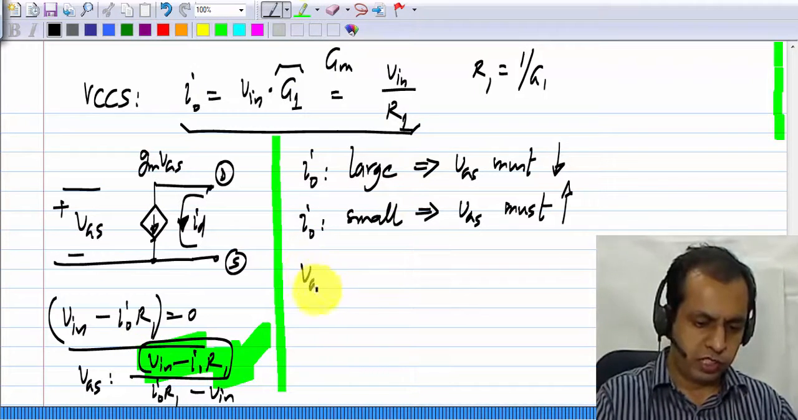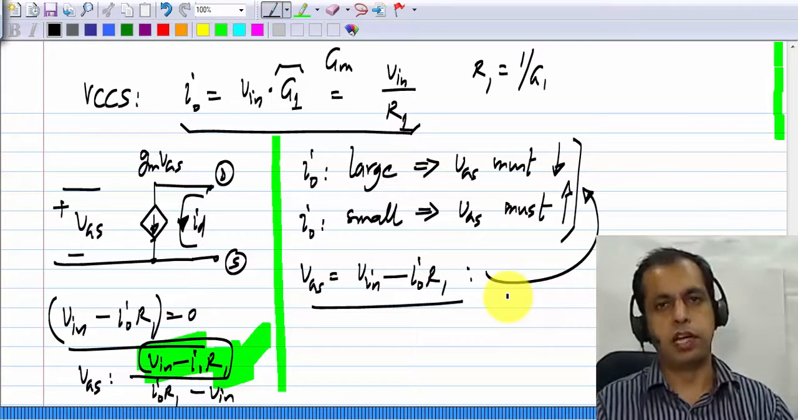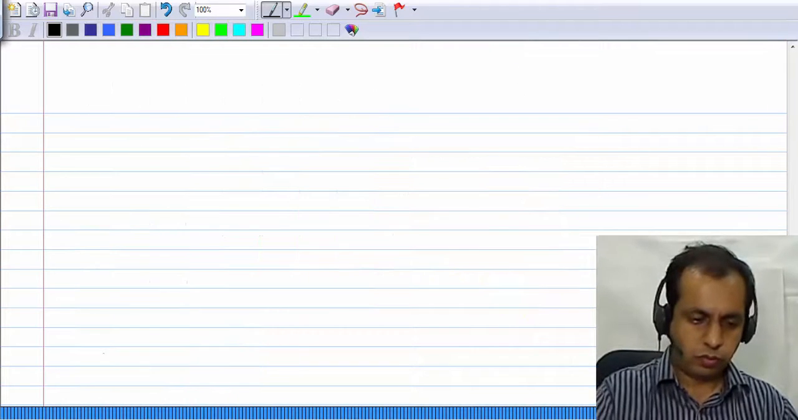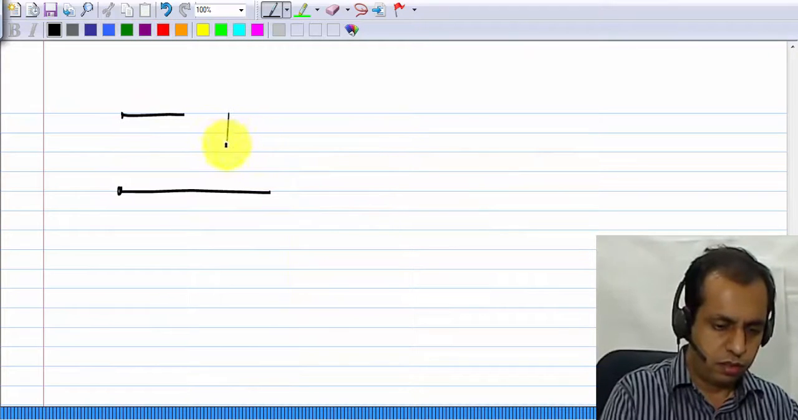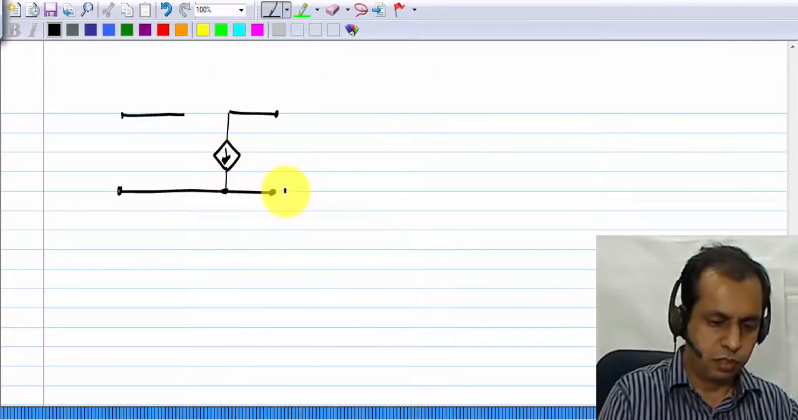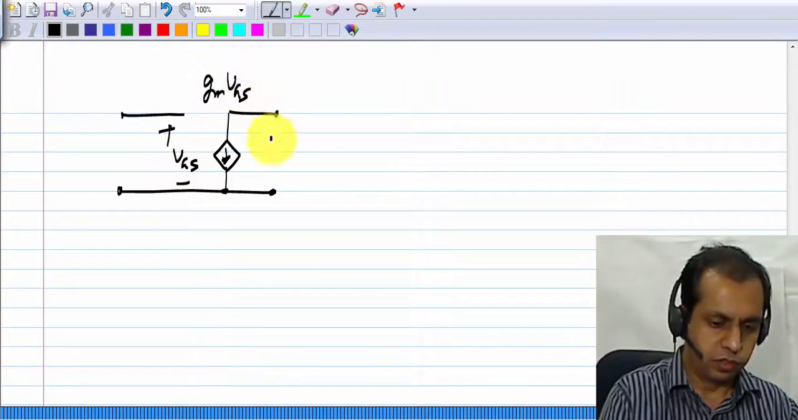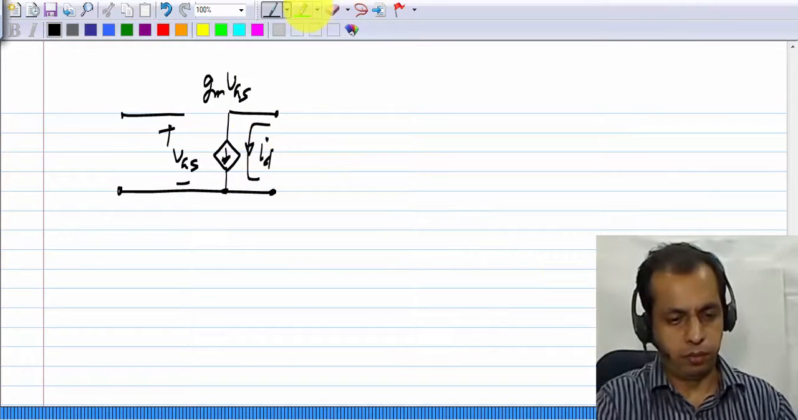So if VGS equals Vin minus I naught R1, then we basically have this action. Okay. Now let's try to make a circuit that accomplishes this. This is VGS and this is gm VGS, or basically the incremental drain current ID. Okay.